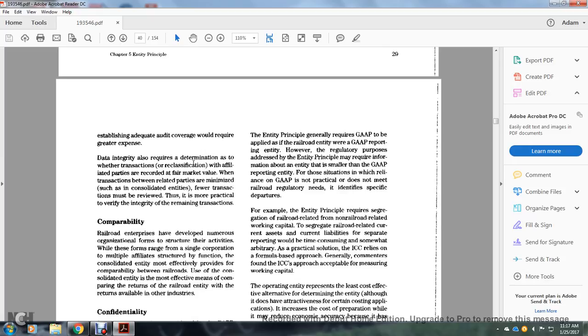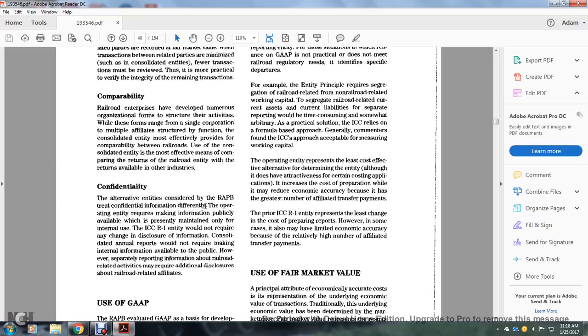Data integrity also requires determining whether the transaction classification affiliated with the parties is recorded at fair market value. The transactions may be between railroad-related parties, minimized in such a consolidated entity. The fewer the transactions that must be reviewed, the more practicable it is to verify the integrity of the remaining transactions.